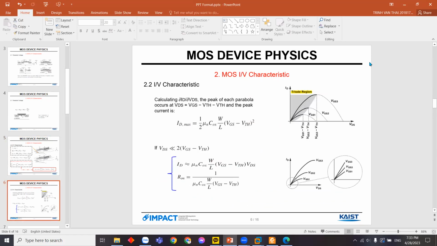And when we draw the current-voltage characteristic, we can have a diagram like this. It is the same as a parabola, and we can have the ID max when VDS equals VGS subtract the threshold voltage VTH. And when VDS is very low compared to two times VGS subtract VTH, it can operate as a resistor. So it's linear.